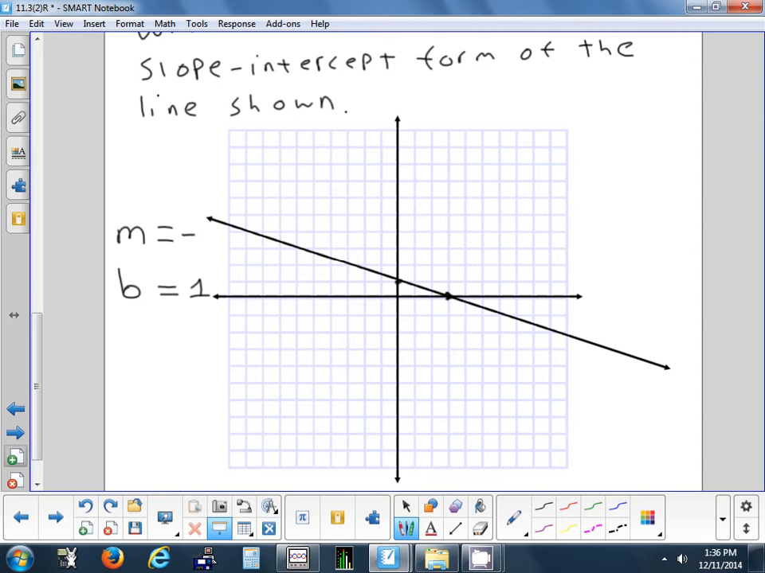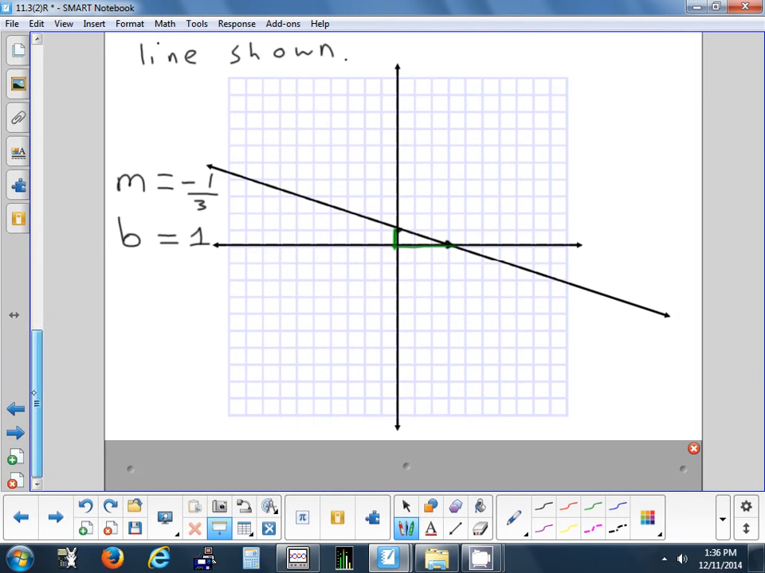Okay. What's my rise between these 2 points? How do you know which way is rise? Up and down. Yep. So in this case, we're going down 1. Then what's my run? Over 3. Yeah, 3. Okay, so I got my slope, got my y-intercept.